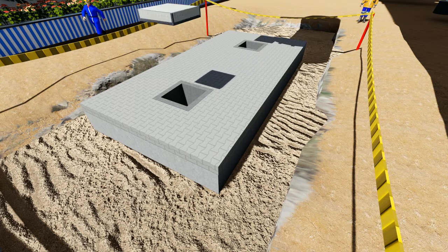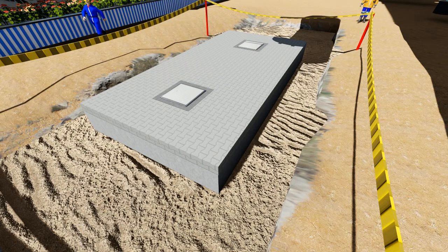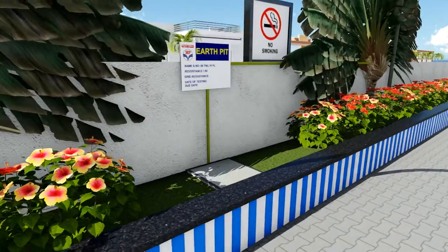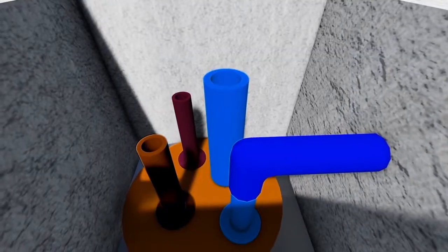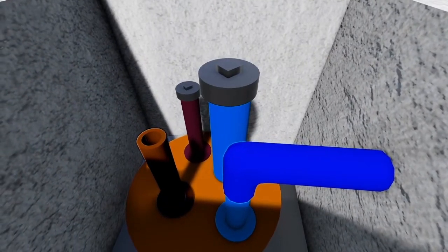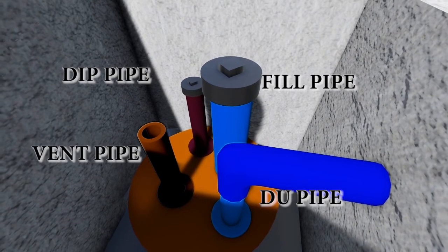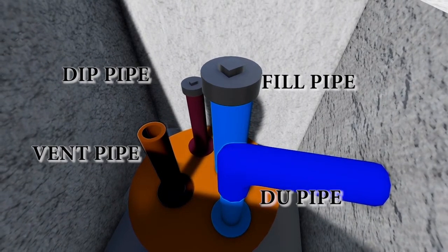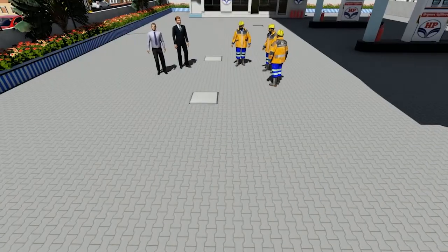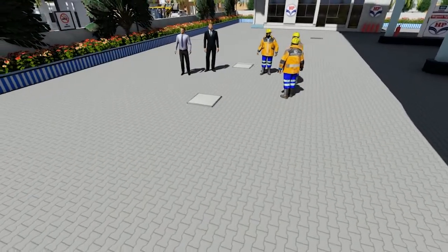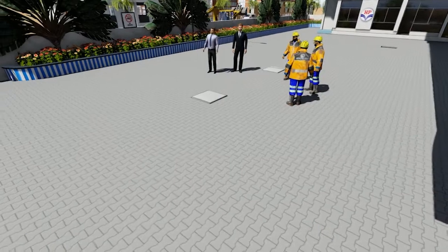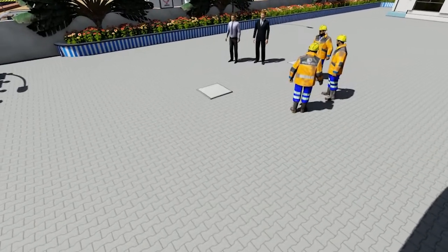A strong cover of fiber reinforcement plastic FRP should be installed on main hole chamber and ATG probe chamber. The tank should be connected with the earth pit, main hole dip pipe, and fill pipe must be carefully sealed with an aluminium lid. Fill pipe should be colored as per HPCL norms. After completion of installation of tank, we should compact the excavated portion and complete the driveway.